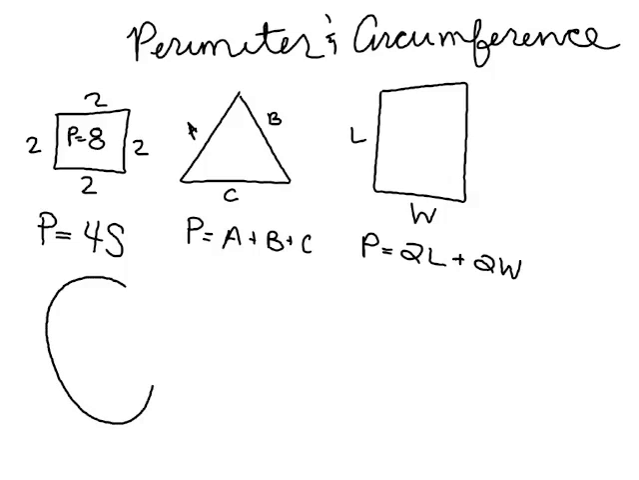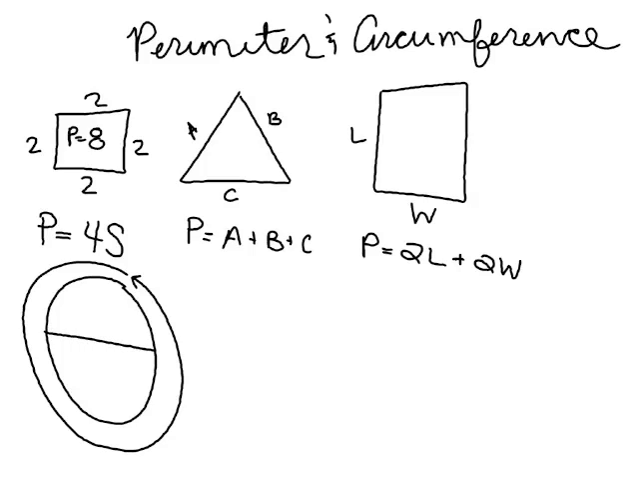Let's talk about circumference. The circumference is all the way around the circle. So if I start at one point and measure all the way around the circle, that's called the circumference. If I cut my circle in half and measure from one side to the other side, that's the diameter. And if I cut it in half again, that's the radius. Circumference, diameter, and radius.